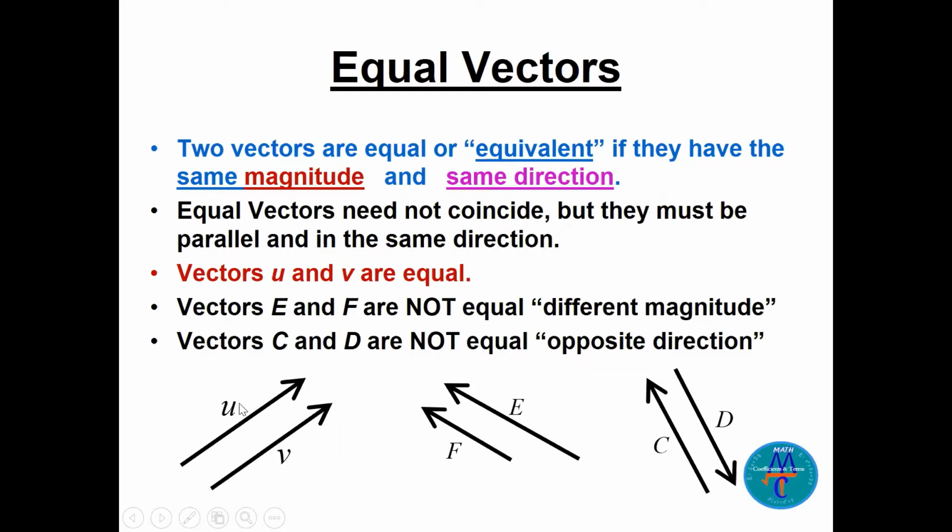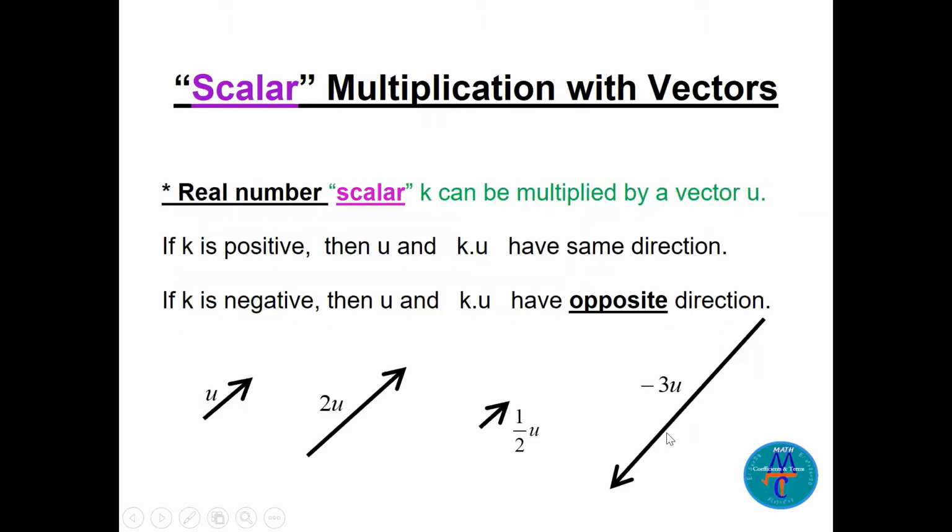So here we see vectors U and V are equal. See here, vectors E and F are not equal because they have different magnitude. And vectors C and D are in the opposite direction, so they are not equal.